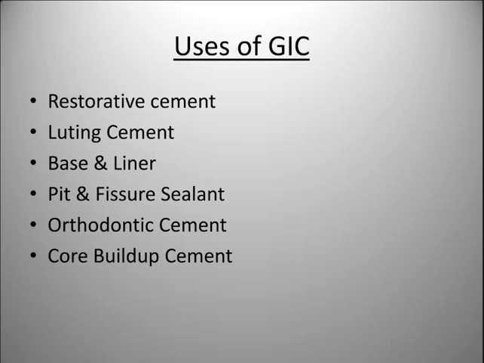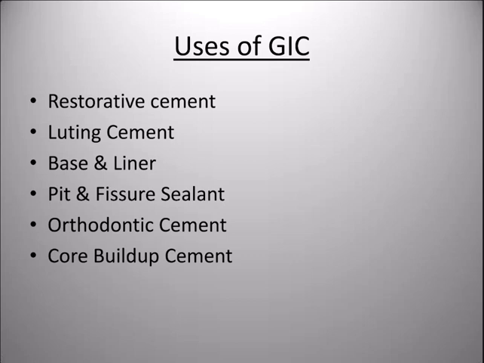It can be used as a pit and fissure sealant. Pit and fissure sealant is a preventive procedure which we do in deep pits and fissures of a sound tooth. There is no caries, but we are trying to prevent the caries. If we find that the naturally occurring pit and fissure of the tooth can lodge food debris and may lead to future dental caries, we will seal it off with a pit and fissure sealant material. Usually it is a resin, but we can use GIC also as a pit and fissure sealant material.